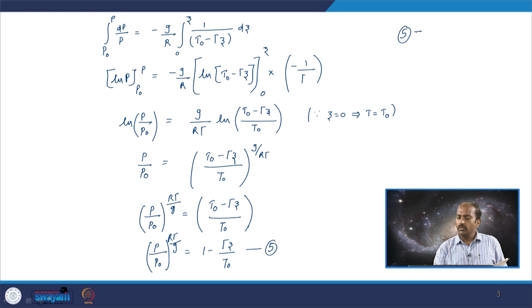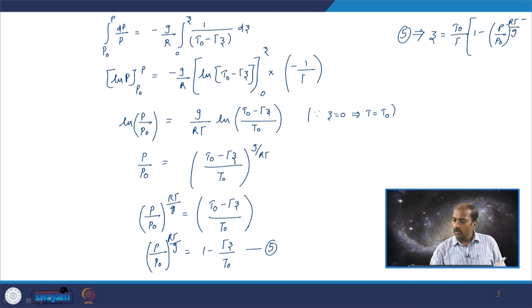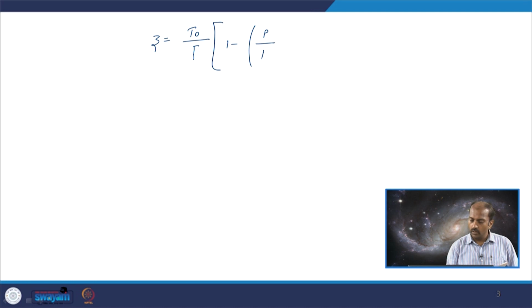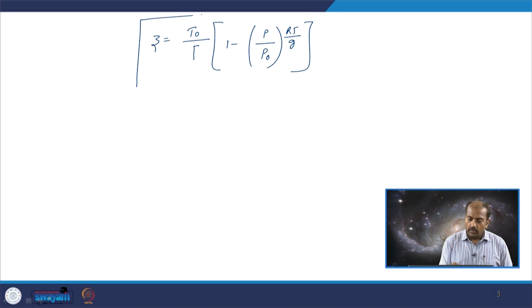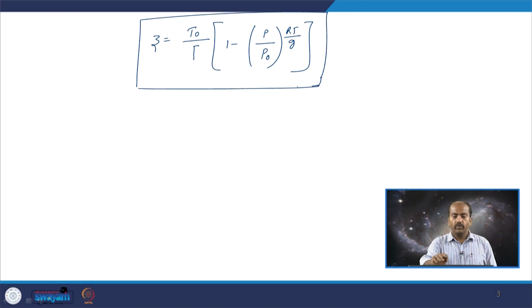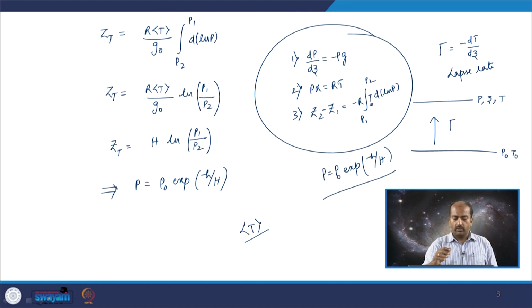And equation number 5 simply leads to writing height z as T naught by gamma into 1 minus P by P naught to the power R gamma by g. Let us simply write it for the sake of discussion. So what have we derived? We have derived an expression for the height. Where did we start? We started with the hypsometric equation.